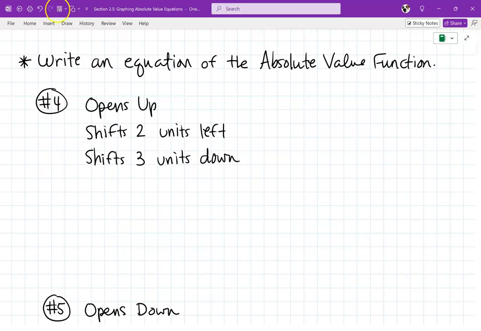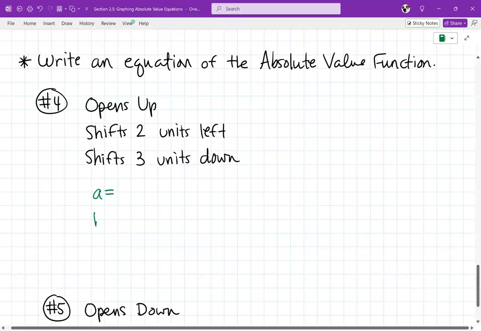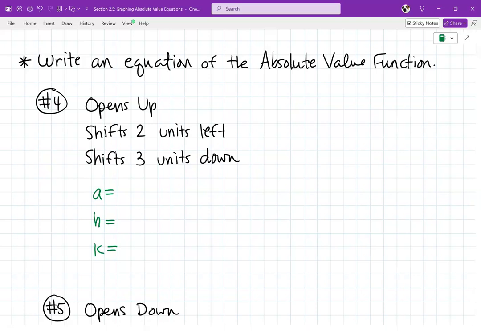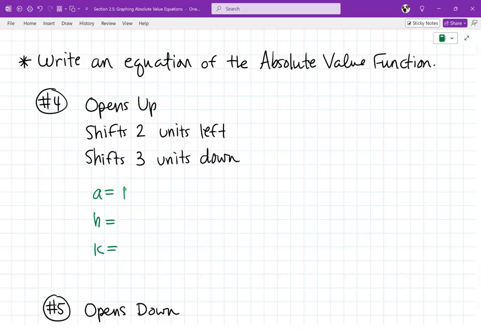So let me write down a, h, and k. I'm going to put them right here, a, h, and k. I know that a is positive because they said it opens up. And since they didn't mention what number a is, that means a must be 1. Then h. So now you got to look at the definitions I gave you. It says h shifts 2 units to the left.